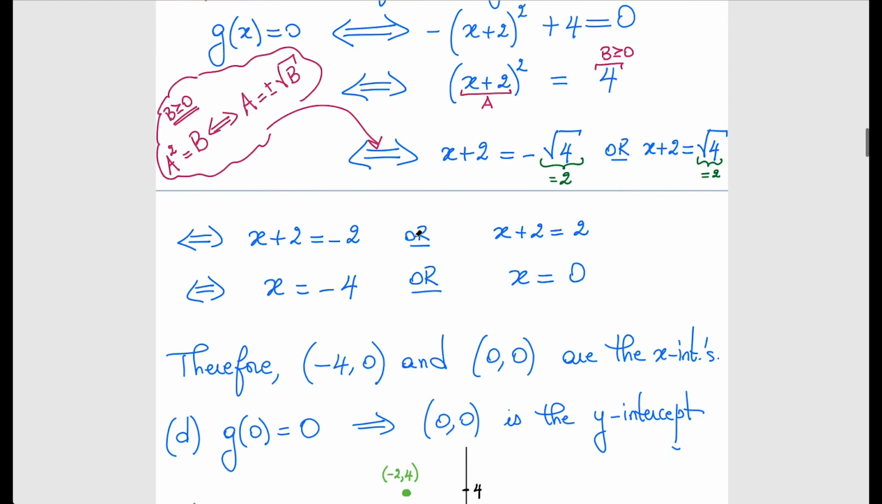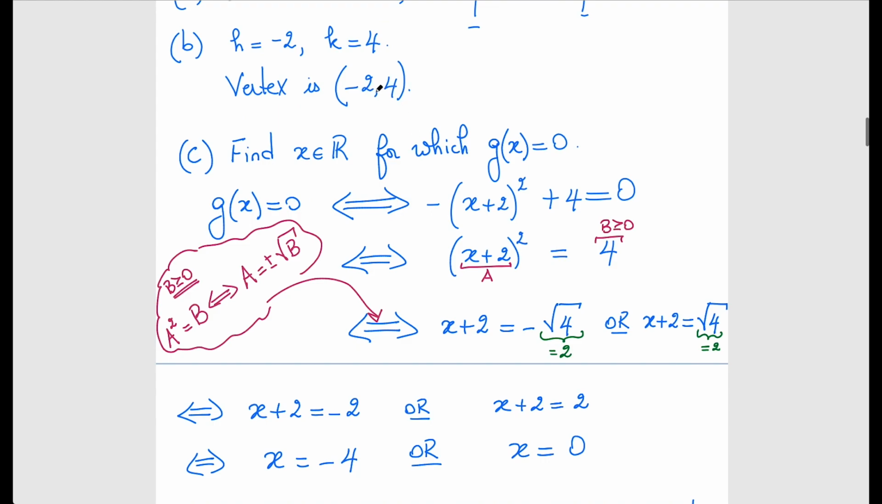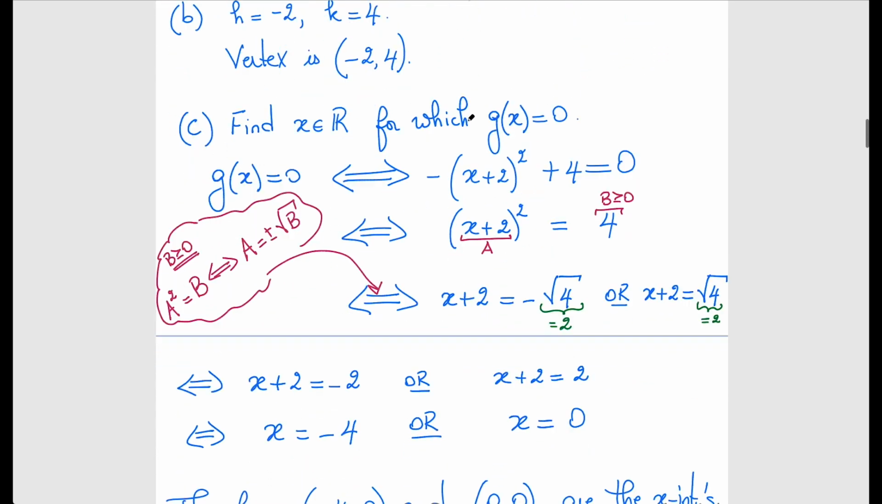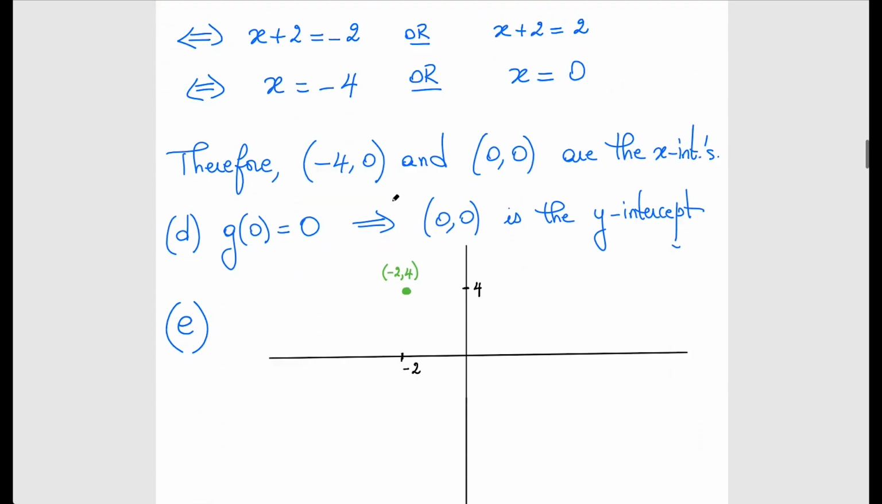So let me take you back to this. -2, comma 4 was the vertex. It opens downward, and it crosses the x-axis at the points -4, comma 0. Where is -4, comma 0? If this is -2, -4 is going to be somewhere here, right? So that's the point -4, comma 0. And it's going to cross the x-axis at 0, 0 and the y-axis, because they're both 0 in this case. So it's going to cross it at the origin. So that's the point 0, comma 0.